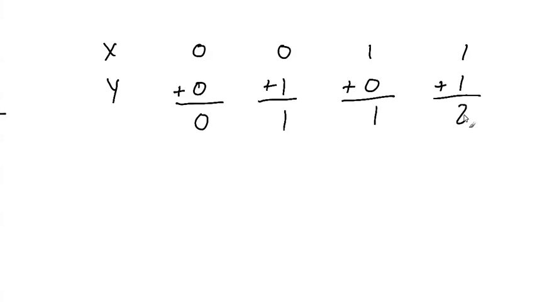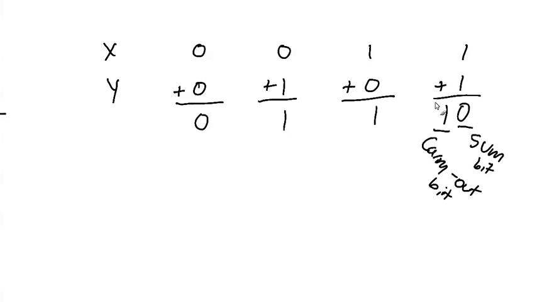That's 2, but 2 is not a base 2 number, so that's not quite right. What we should say instead is, what's 2 in binary? That's going to be 10. But now we have a problem. All these other results have just one bit, 0, 1, 1, but this is 10, which has two bits. We've got to make sure that everything fits properly, so let's name these bits. This least significant bit is going to be our sum bit, whereas this one over here is going to be our carry out bit.